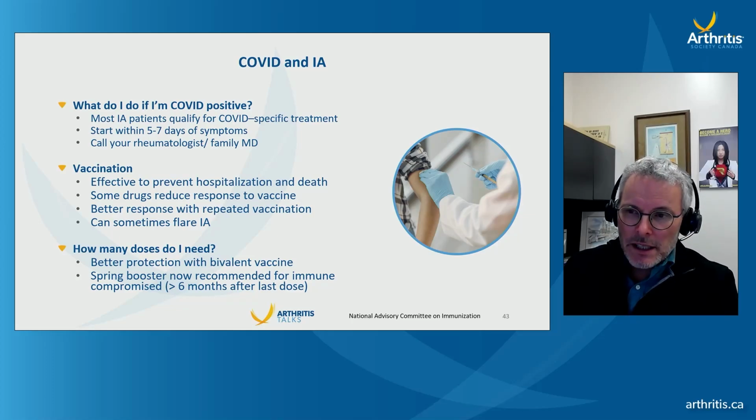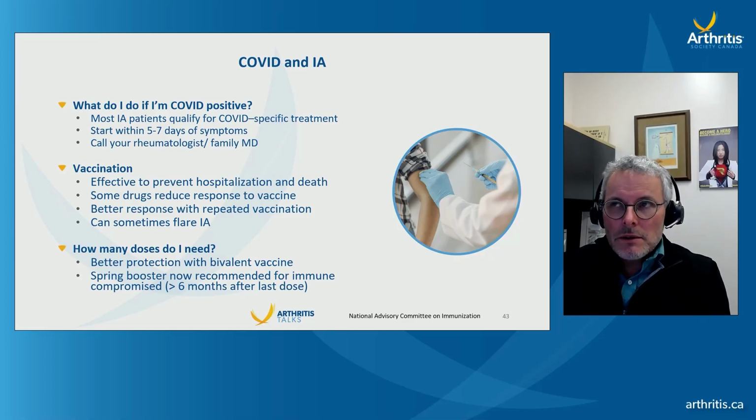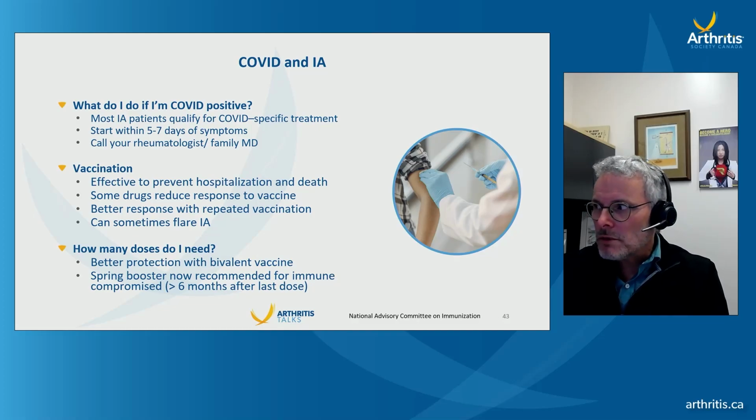How many doses do I need? Because this seems like every time you turn around, somebody wants to give you another shot. This is hot off the press. The National Advisory Committee on Immunization just last week recommended a spring booster dose for immune compromised patients. That's people with inflammatory arthritis for most of them, as long as it's been more than 6 months after your last dose. We also know that if you haven't had a bivalent vaccine, that's the newer one that's a little bit more effective, you should probably get it. So if you got your first 2 or 3, but you didn't get the fancier one in the fall, you should really consider getting one, because it has better protection for the newer variants that are out there.